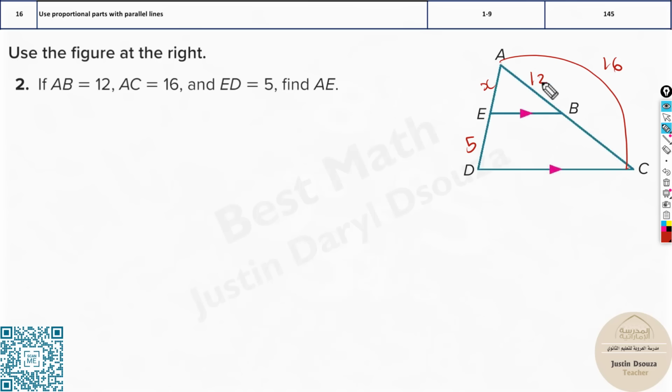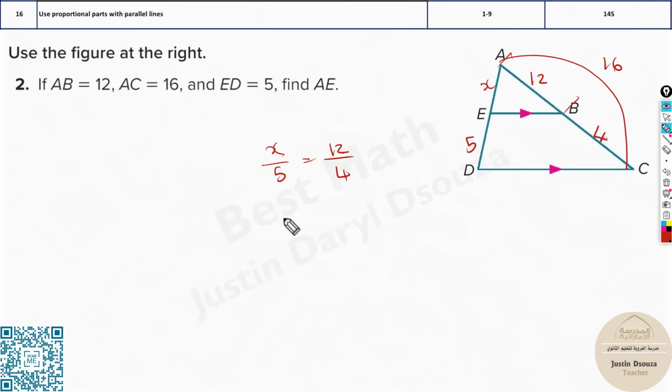Let's only find what is BC. AB is 12, total is 16. So 16 minus 12 will be BC, that is 4 basically. So it's 16 minus 12, 4 will remain. That's it. So now we can write the proportionality. X by 5 will be equal to 12 by 4.